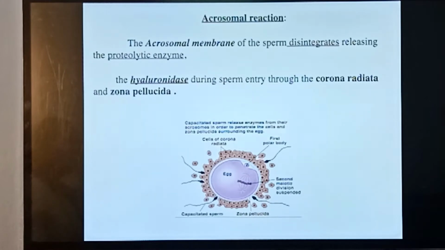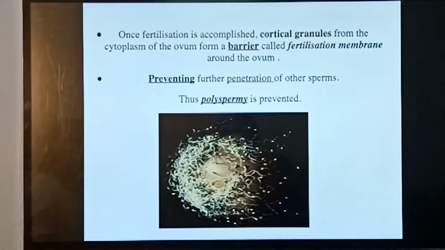Now the acrosomal reaction, as we said earlier, has to disintegrate the egg membrane by introducing the proteolytic enzyme, what you call hyaluronidase. And so the sperm entry is facilitated into the corona radiata and then into the zona pellucida. After that, the formation of the fertilization membrane takes place.